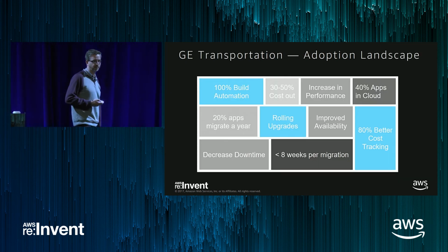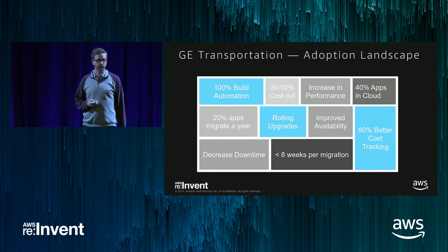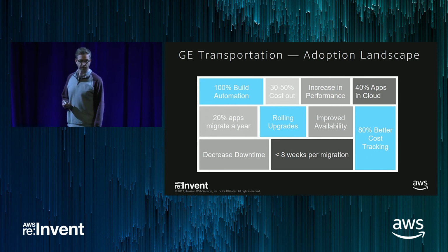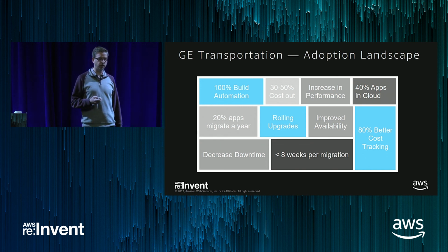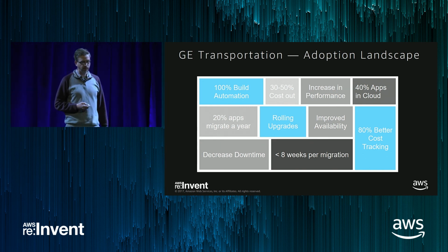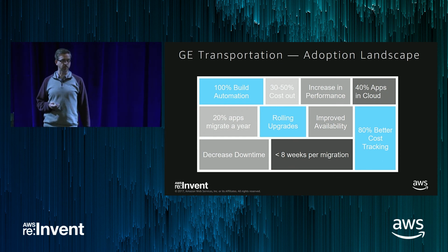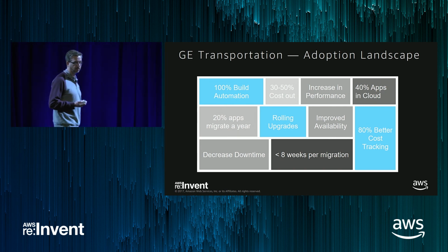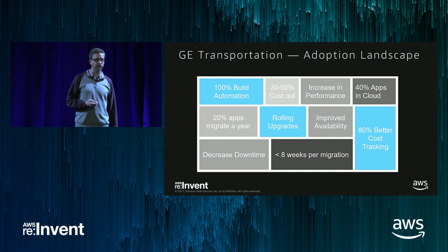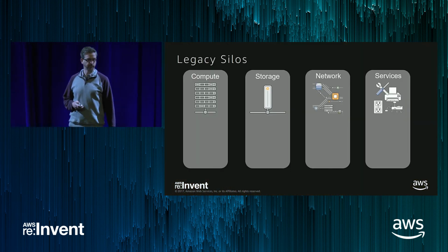We saw a lot of benefits during the migration to the cloud. This slide shows some of those benefits, like a 30 to 50% cost out for each application that we migrated to the cloud. We also saw increased availability with build automation that allows us to quickly replace failing instances. And we saw decreased downtime with things like auto-scaling and elastic load balancers, which allow us to replace instances while an application is live. And those are just a few of the benefits. While those are great, there were also challenges when we began operating at scale in the cloud. Let's look at some of the specific operation and scaling challenges.